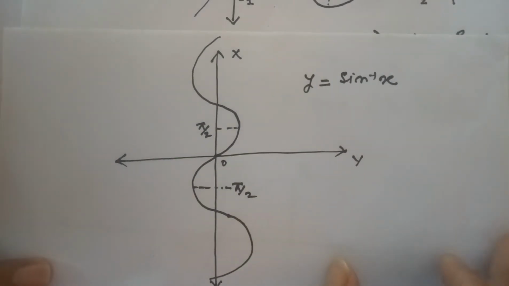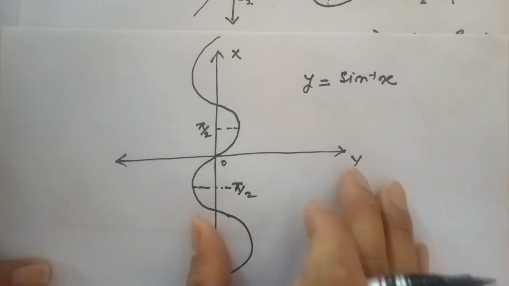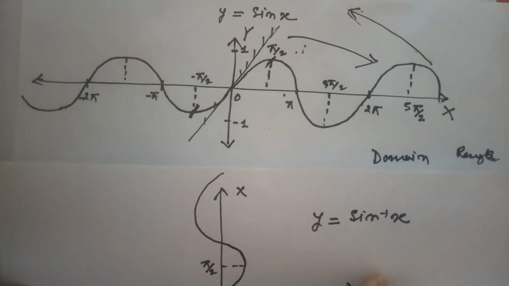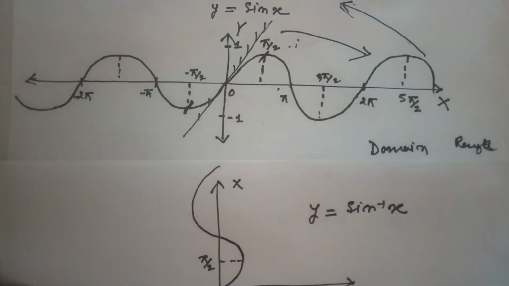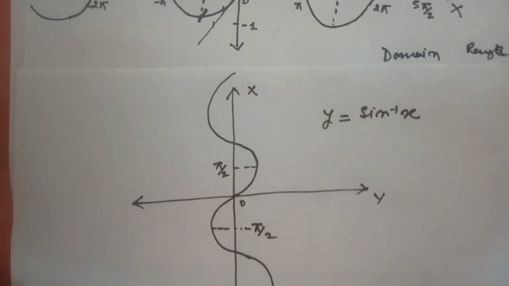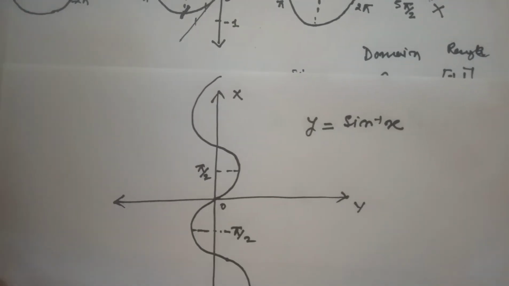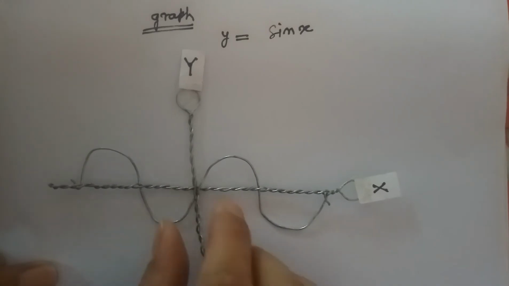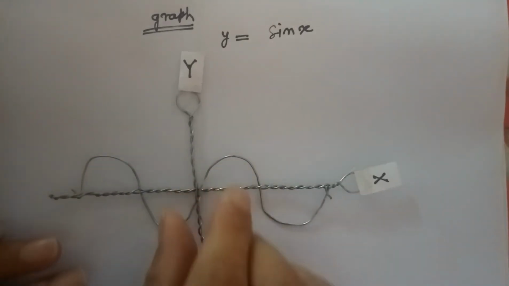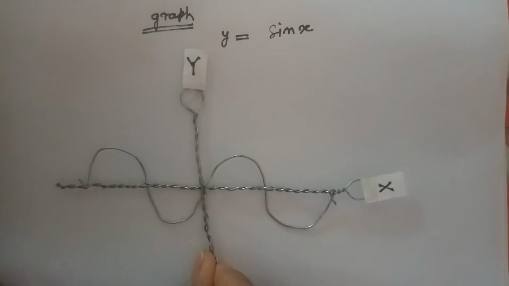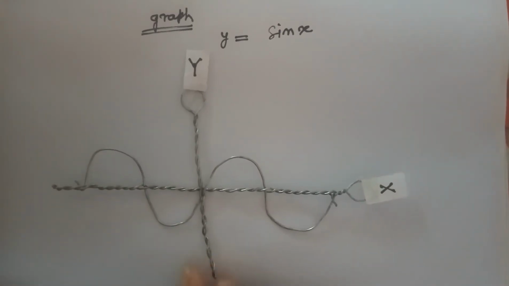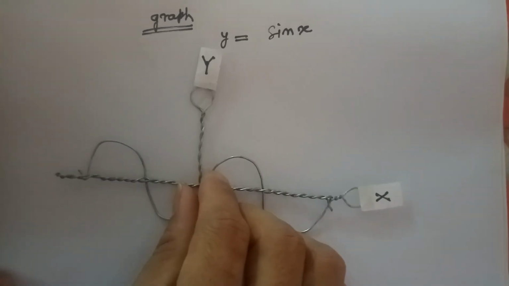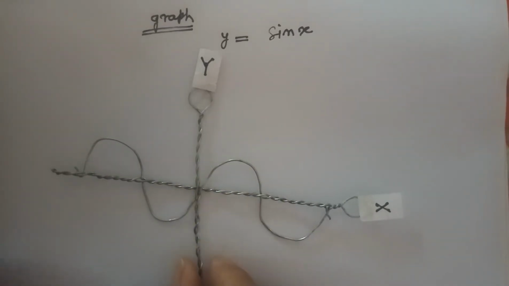While plotting this, I feel it is sometimes difficult. Putting the mirror here and interchanging the coordinates, I feel sometimes it's difficult to draw. So I have a trick. Let's see this. Here I have a sin x graph which I made with iron wire. So how do I go from the sin x graph to the sine inverse x graph? Let's see.